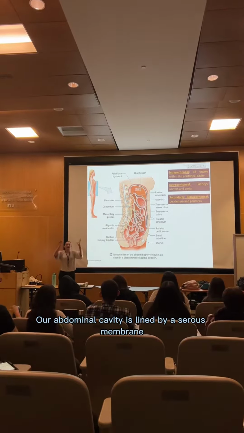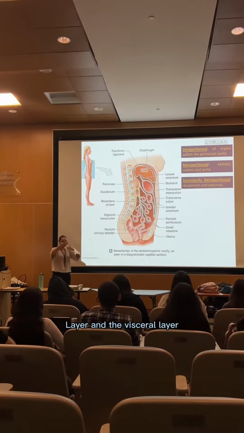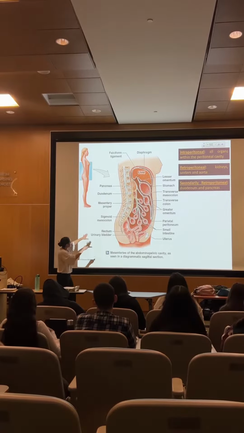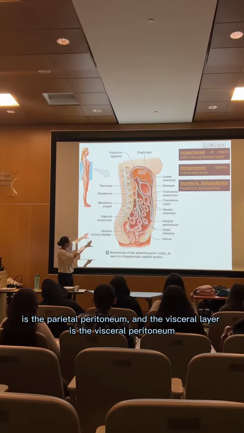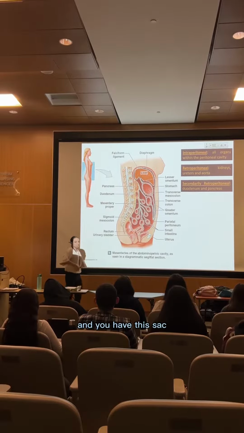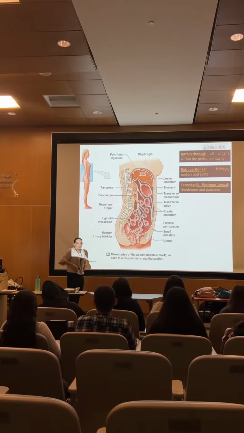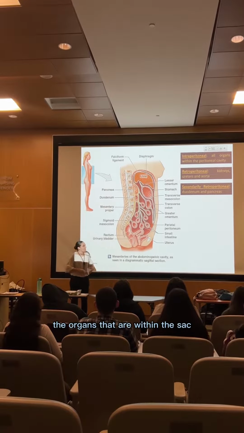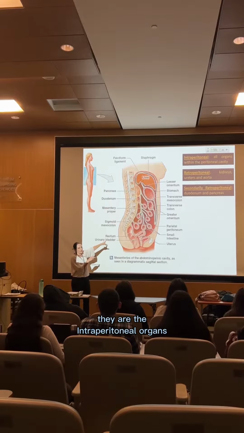The cavity is lined by a serous membrane that has the parietal layer and the visceral layer. Remember that? The parietal layer right here is the parietal peritoneal, and the visceral layer is the visceral peritoneal. And you have this sac, which is the peritoneal cavity. The organs that are within the sac are the intraperitoneal organs.